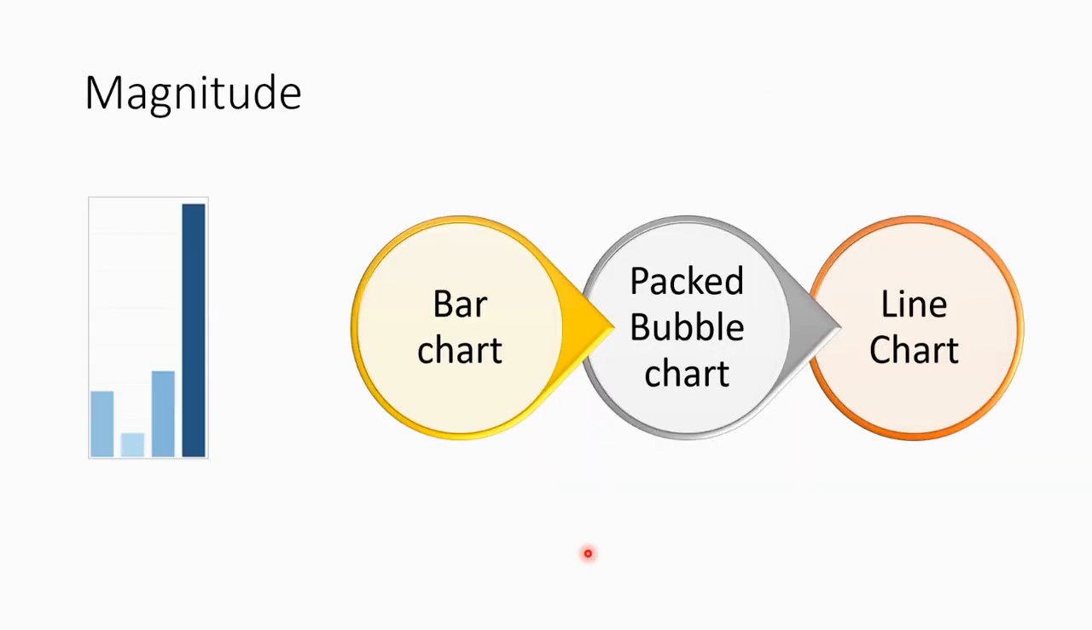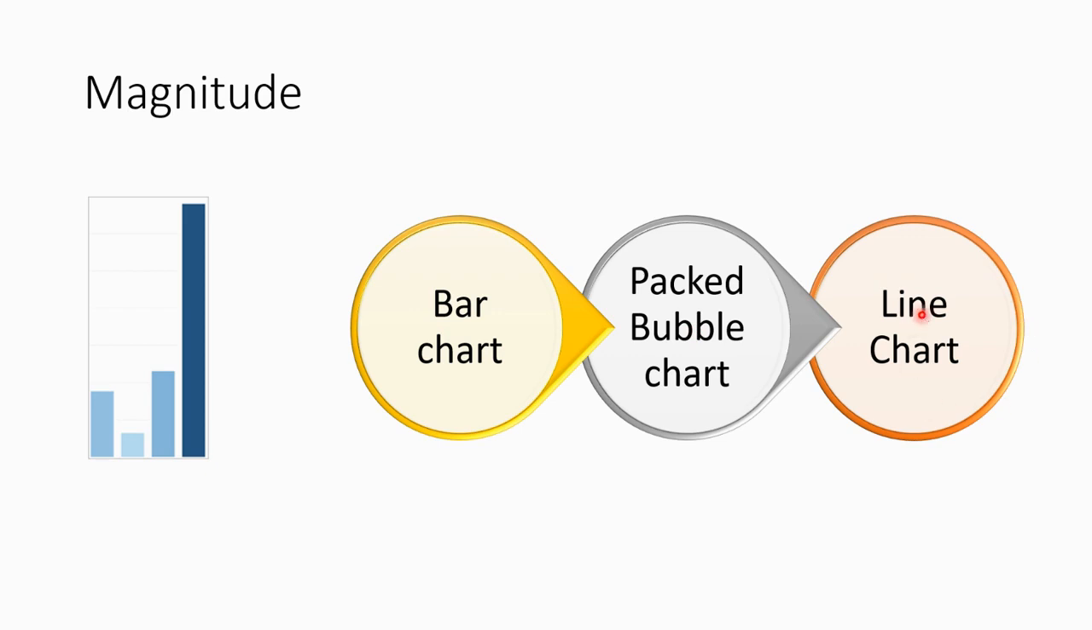The next one is the magnitude. Magnitude shows the relative size or value of two or more discrete items. If you're comparing sales for different regions, you're looking at magnitude. So, magnitude charts include bar chart, packed bubble chart, and line chart.